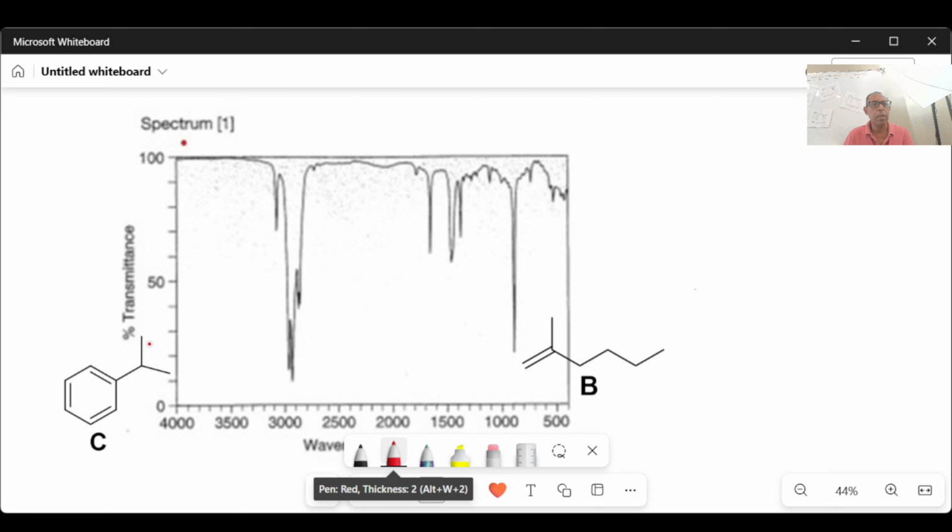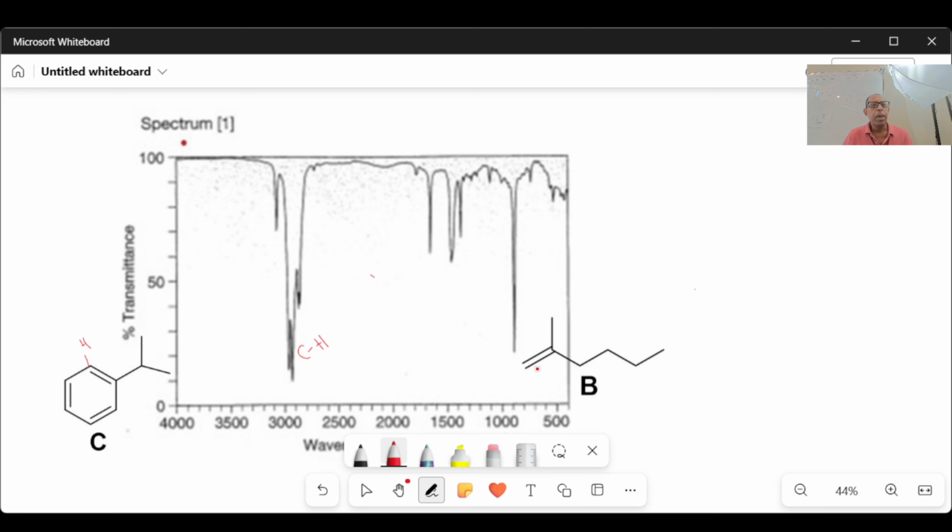Spectrum 1 has two compound structures, compound C and compound B. Your task is to assign which one is the best compound that fits this IR spectrum. As you see, all of them have carbon-hydrogen bonds. If you look at around 2900 for CH stretching, you can see both should have CH stretching, and both should have the same.